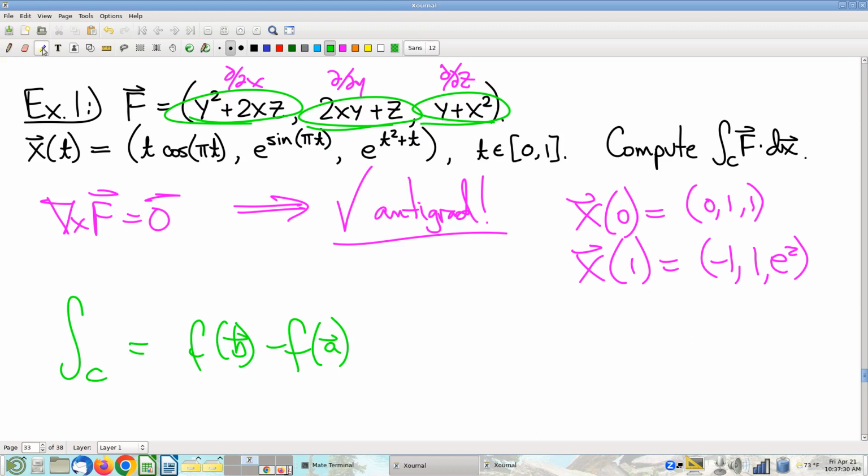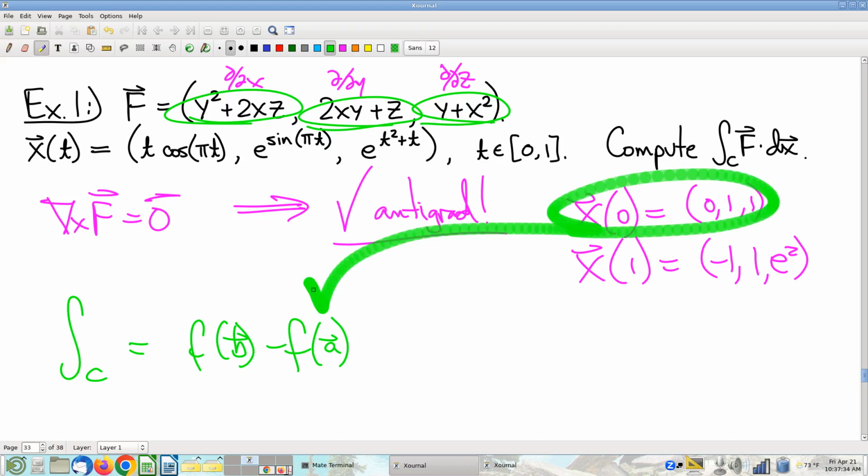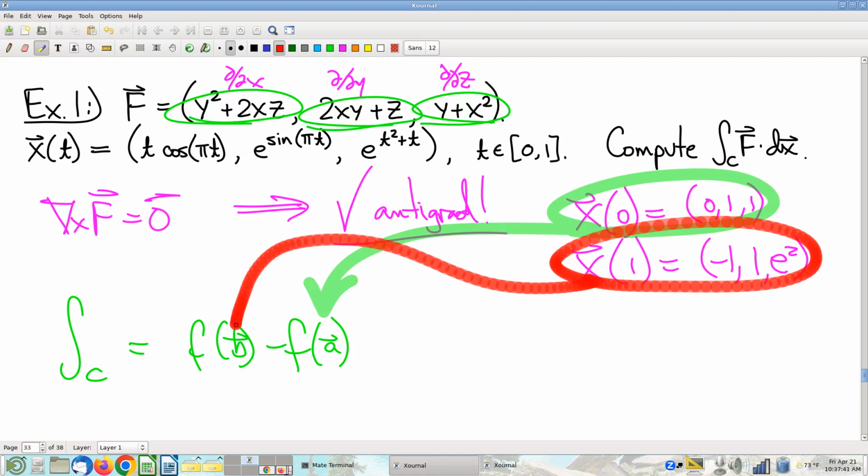We have those points computed, right? My starting point is there. My ending point is there. That's all details from here. How we doing?